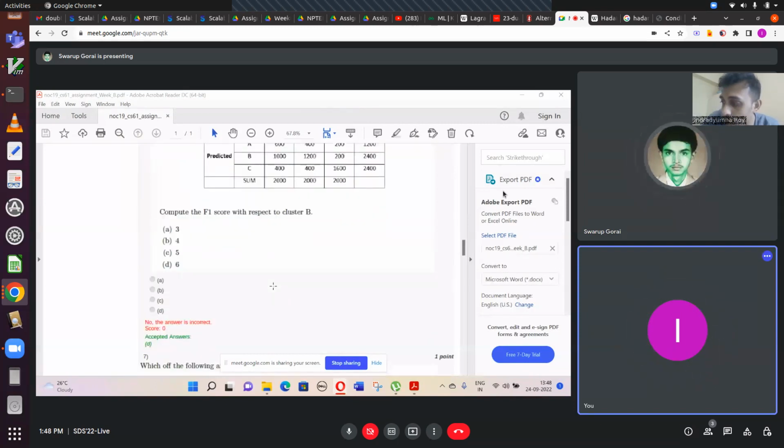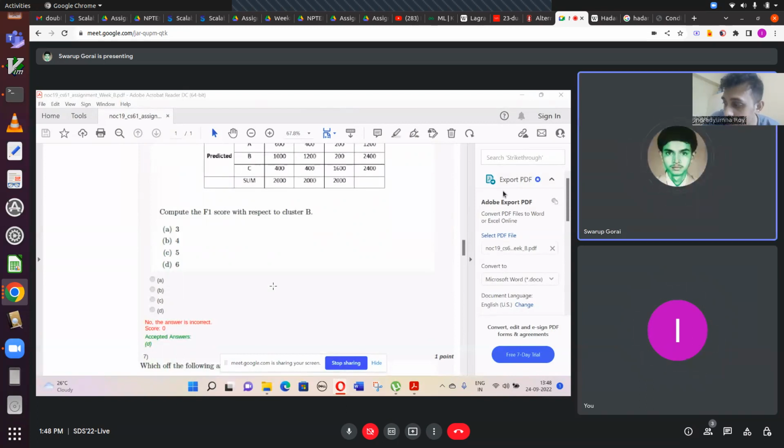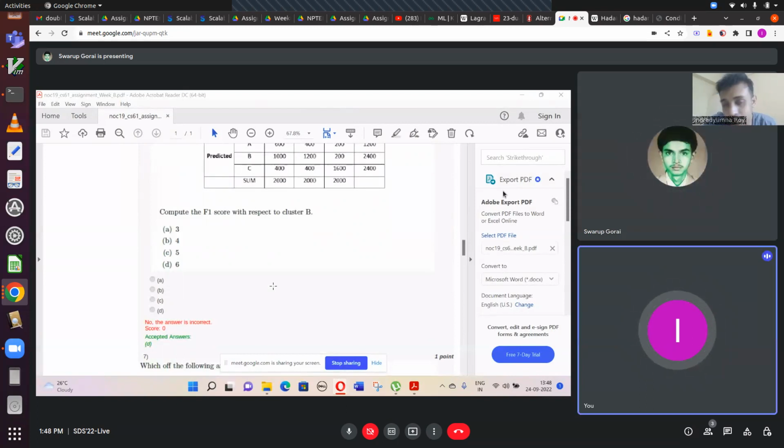2000. So what is recall? Can you compute the value of recall? 3 by 5, or 0.6 for easy computation. We'll consider it 0.6. We have computed recall. Now for precision, the formula of precision is TP by TP plus FP.